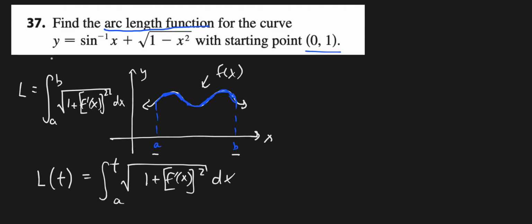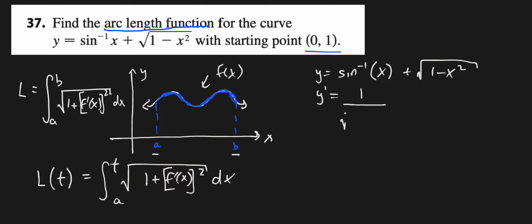Now let's write the arc length function for this function specifically. The function here that we're looking at is sine inverse of x plus the square root of 1 minus x squared. You need to know the derivative of this function. In order to find the derivative, we need to know what the derivative of sine inverse of x is going to be. And that's just going to be 1 over root 1 minus x squared.